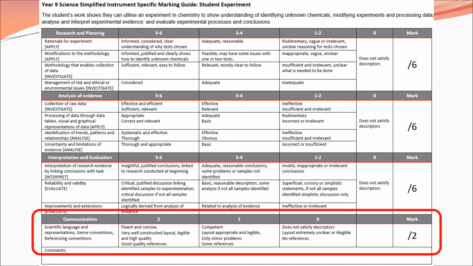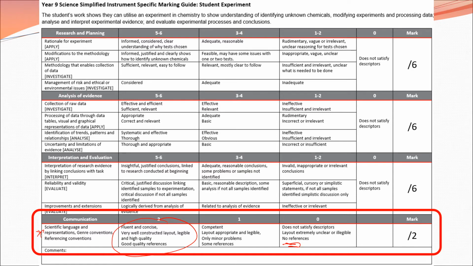So drilling down, the communication section I'll talk about, and then I'm going to go through the research and planning. Communication is a fairly straightforward one, and it really isn't that hard for you to get the 2 marks here. When you look at not just the criteria that it's talking about, when you look at the actual things that we're looking for, is your writing fluent and concise? Very well constructed layout, legible, high quality, good quality references. If you have no references, then we start to think you might be down there. If you have spelling mistakes and things like that, then it's going to be hard to get the 2 marks. And really, it's not that hard to fix those things.